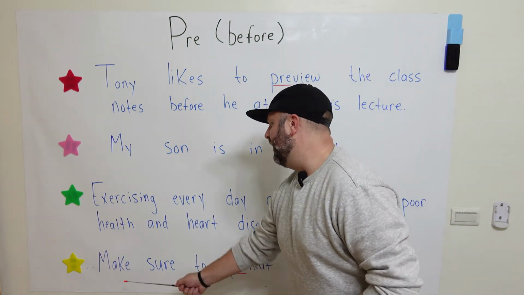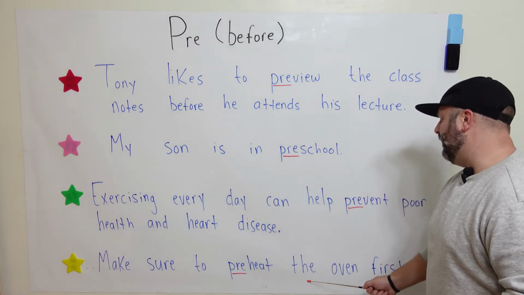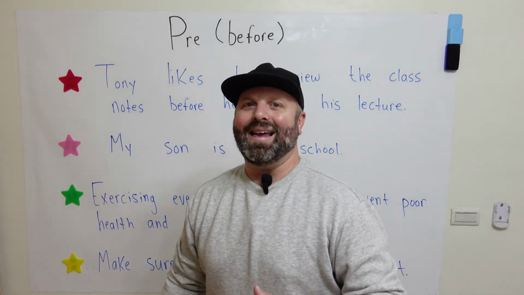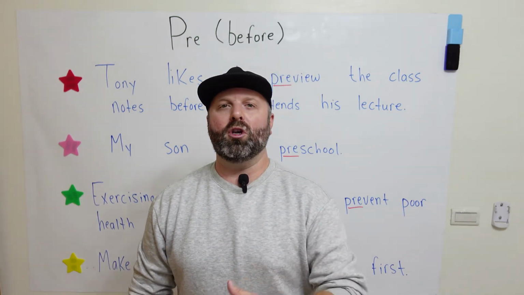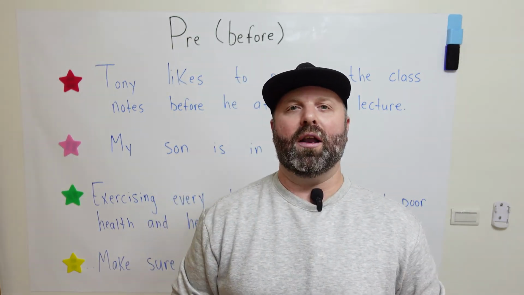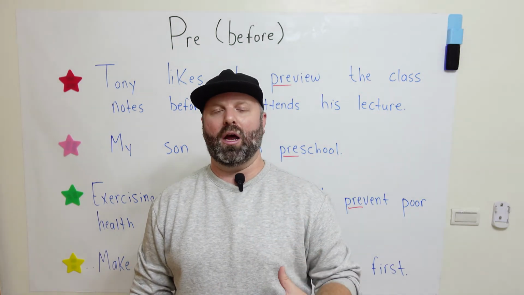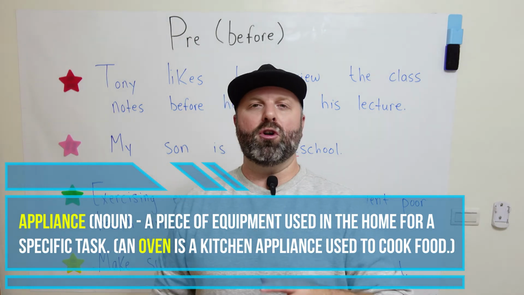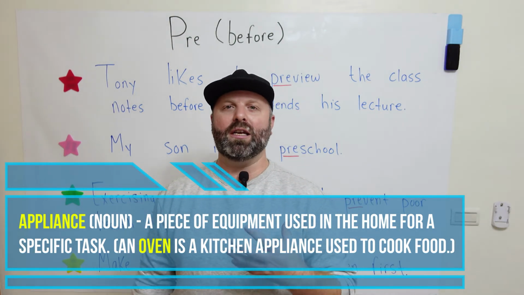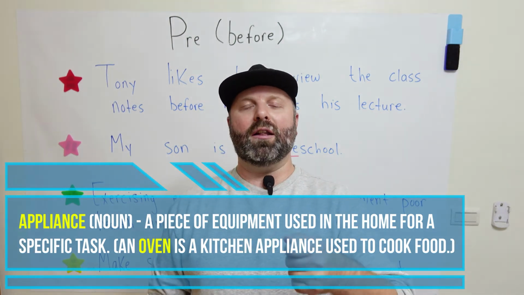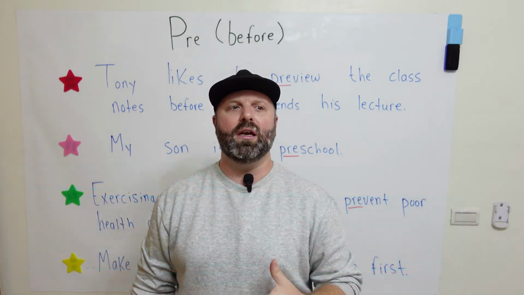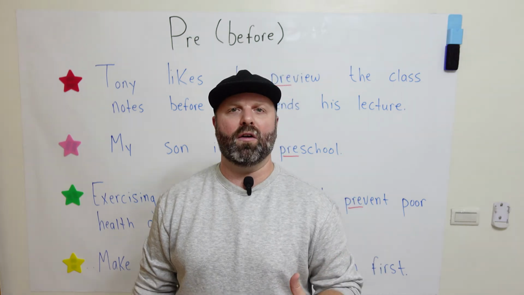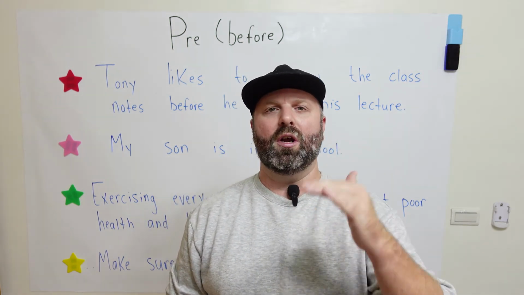And finally, make sure to preheat the oven first. Okay, preheat, heat it up before. When you are cooking, an oven is a kitchen appliance. It's used to cook many different things. But before you're cooking something, you should preheat the oven. It means you should let the oven get hot. Usually it might take 5 or 6 minutes, depending on the oven you have, to reach the temperature that you need it to be.